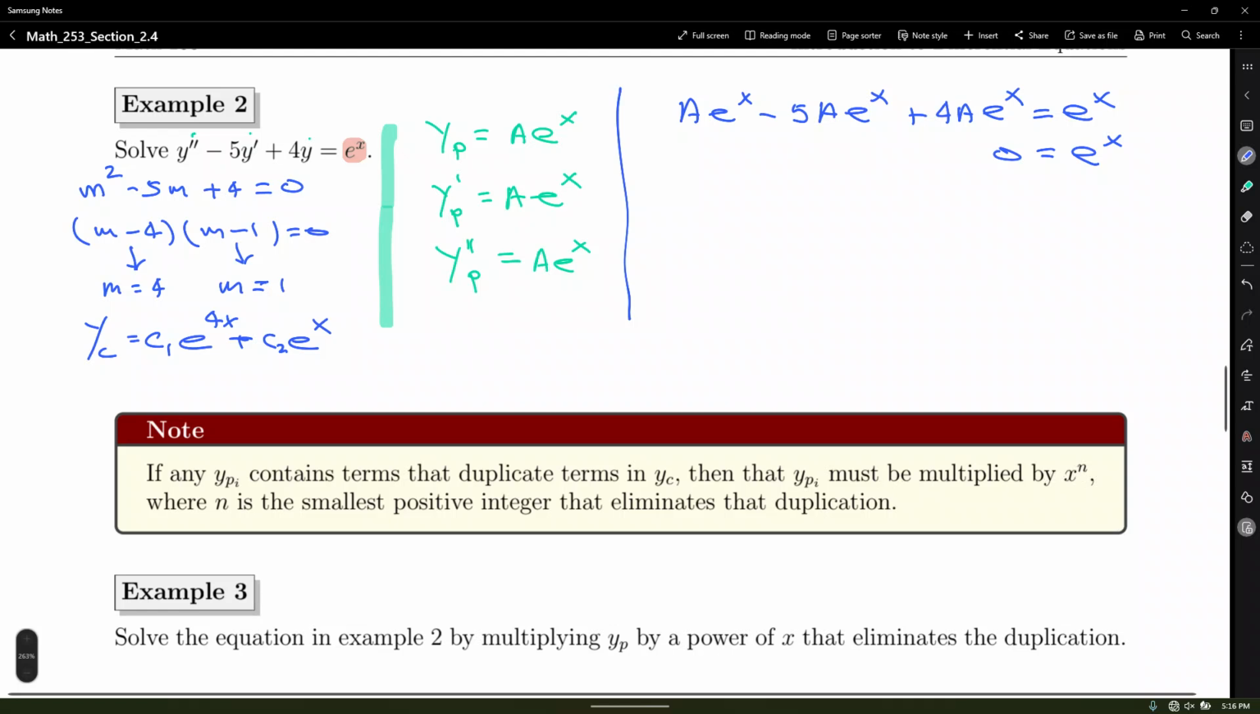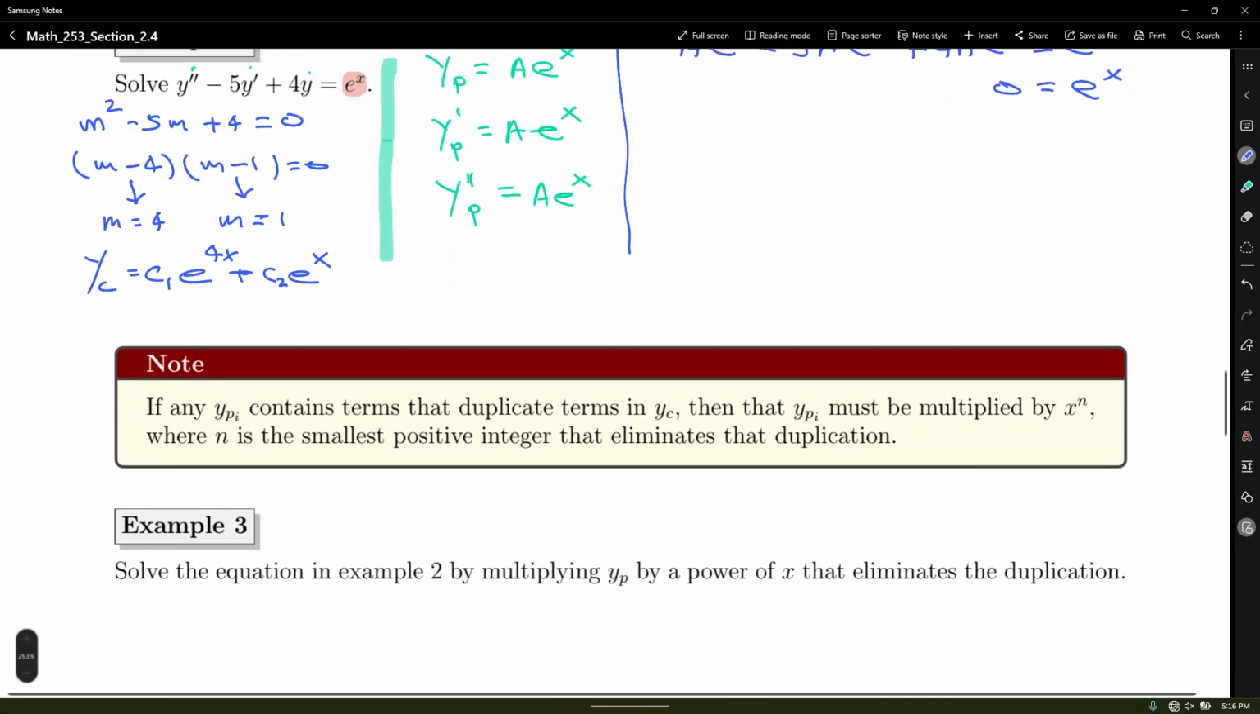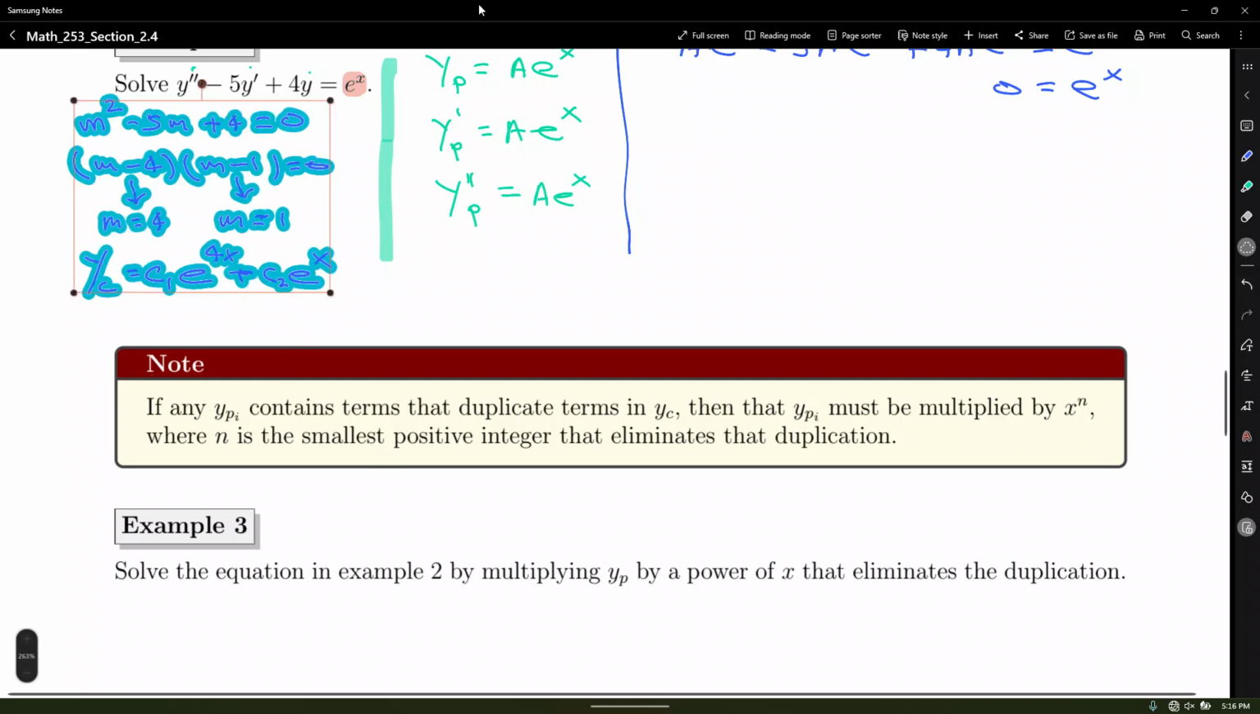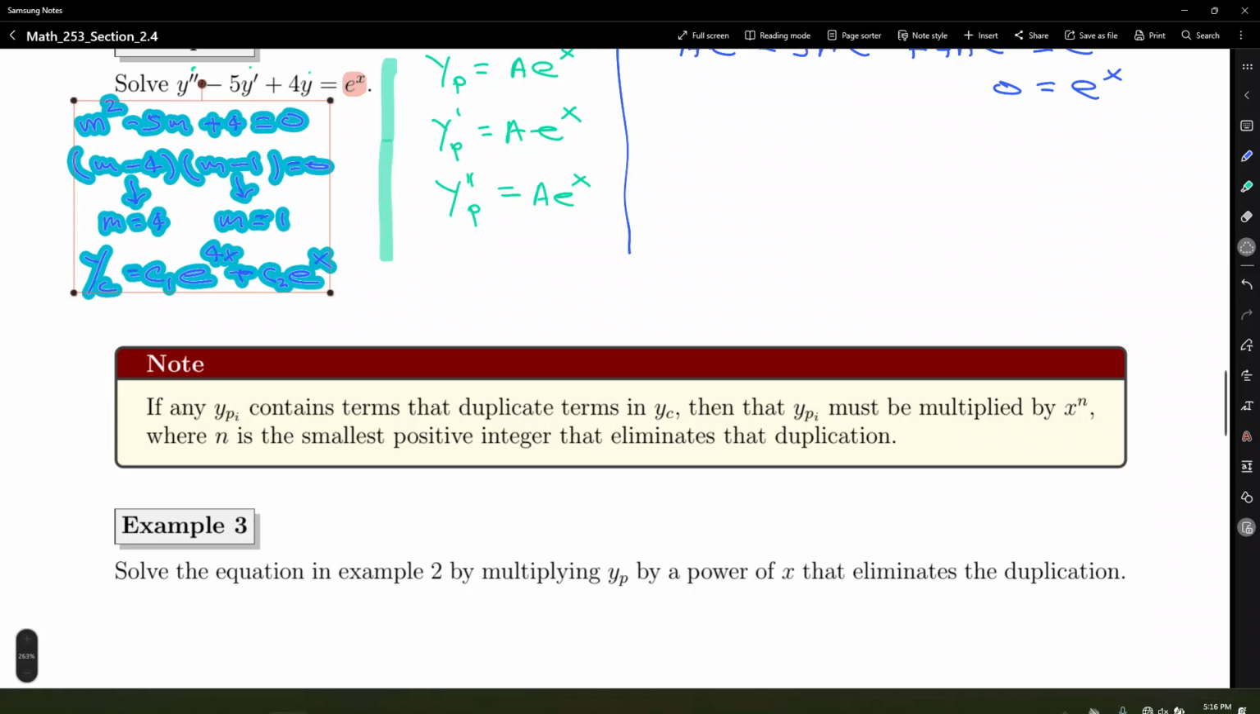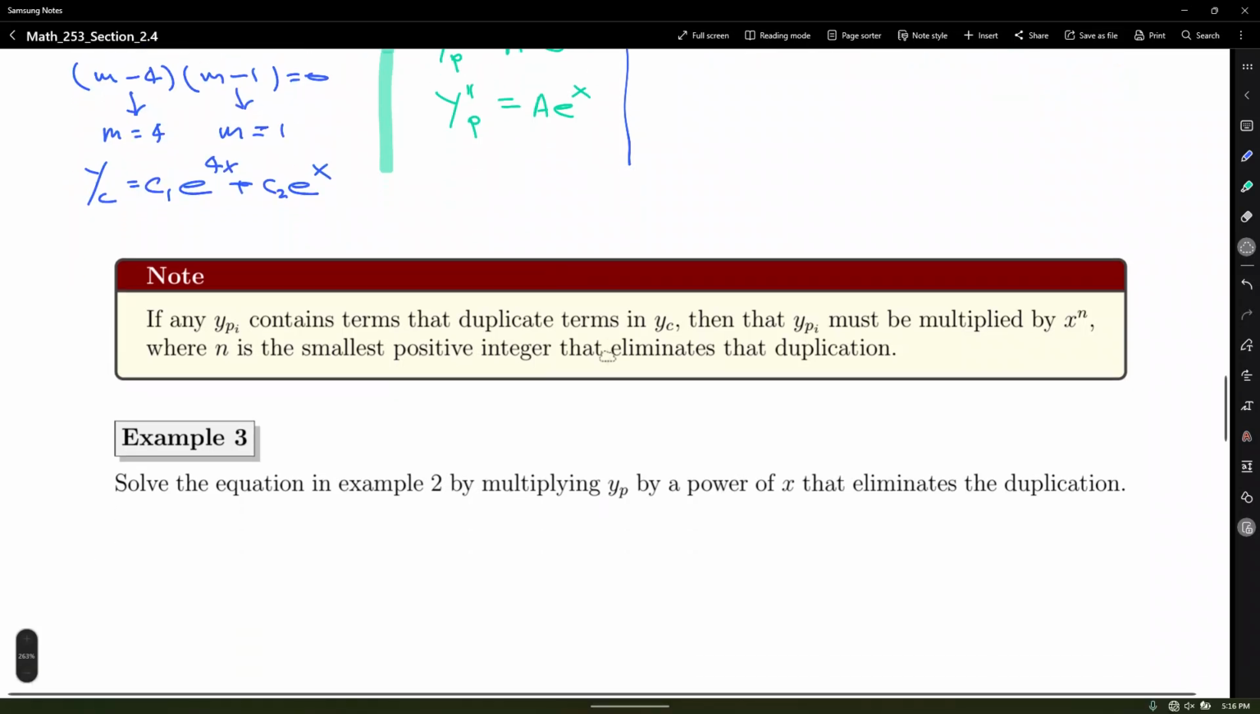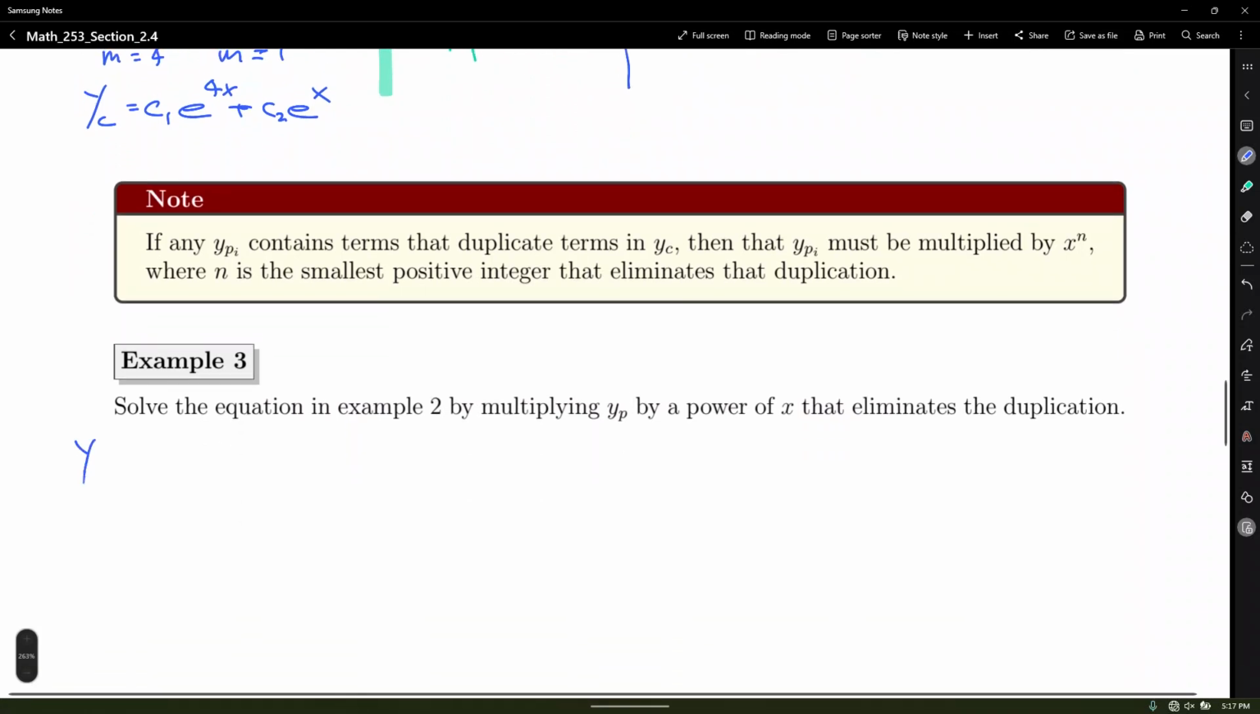How does that work? They're asking us to solve the equation using this technique. Let me copy and paste because we're going to use the same solution. You don't need to solve the whole problem again. So y sub c equals c1 e to the 4x plus c2 e to the x.